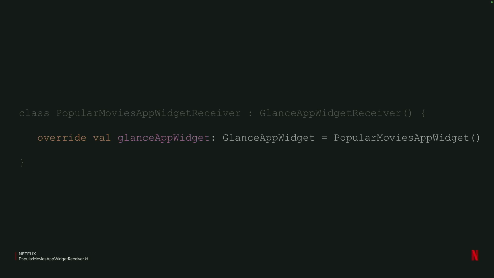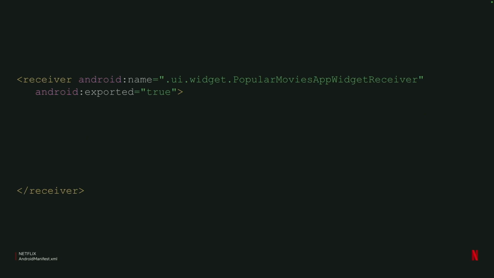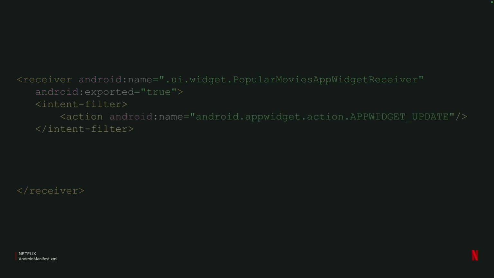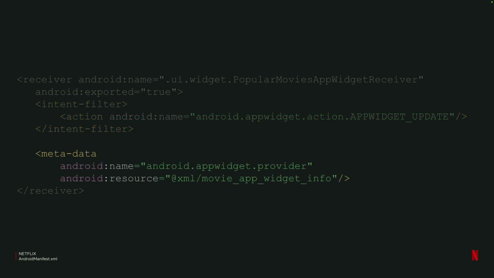So just like any other receiver, we have to add it to our manifest, and from there it's pretty straightforward. You just set the name to whatever the name of your receiver is, and in our case it's the popular movies app widget receiver. Then we add an intent filter with the action app widget update, and this may look familiar if you've built widgets before. This is one of the things that still remains the same when using Jetpack Glance. You still have to give it the metadata, the same kind of info that you were given before. And I'll get a little bit more into that.